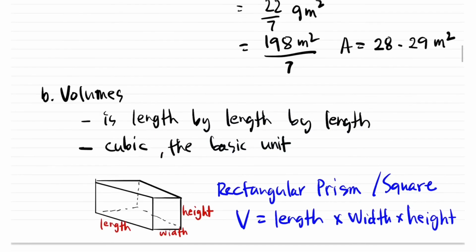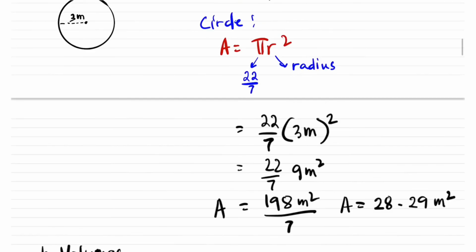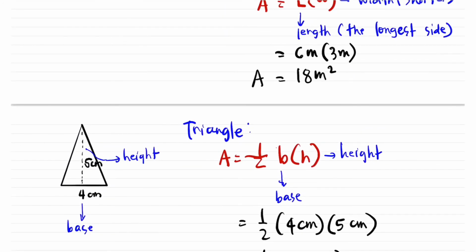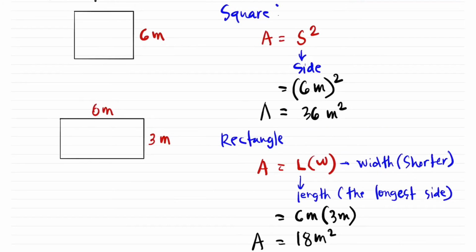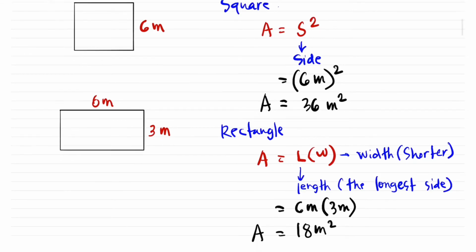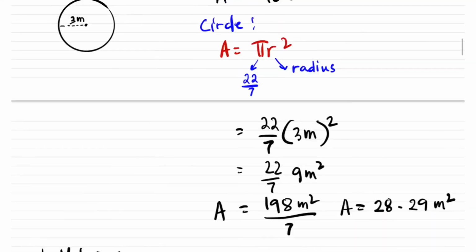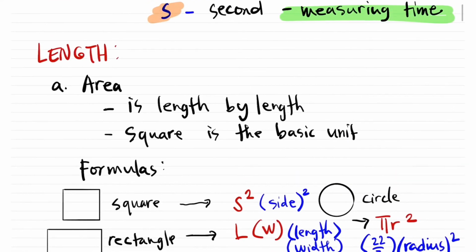So that is for volume. We have here area, this one here for area, and this one here for area. Okay, so I hope this one is now clear about measurements. So let's have a short review.